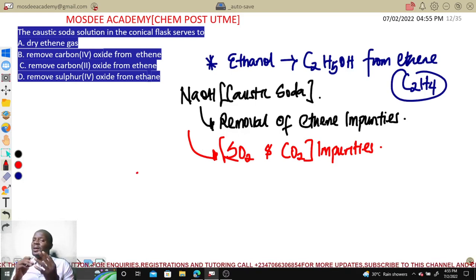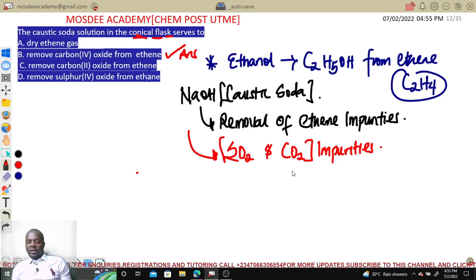These are things of observation. That's why I told you chemistry is more of observation, so you don't need to waste your time. So, dry ethene gas: caustic soda is not a drying agent for ethene gas during preparation. In fact, it is not put in the conical flask to dry ethene. So, "remove carbon dioxide from ethene" is correct. Carbon dioxide is an impurity form, and you remove it.